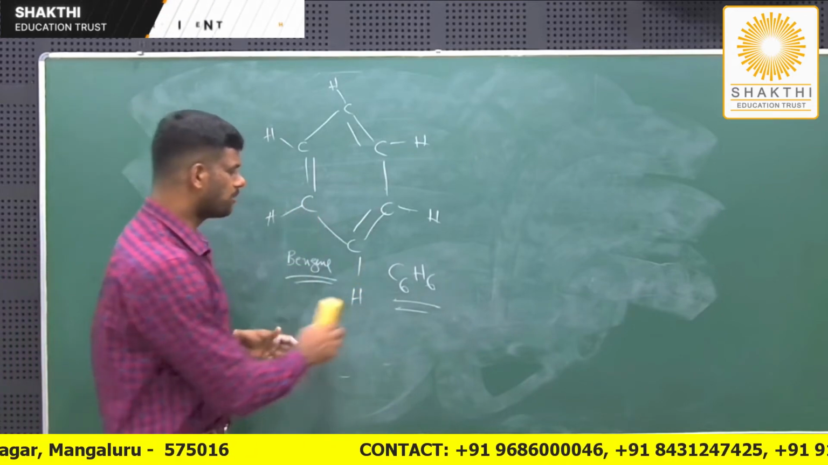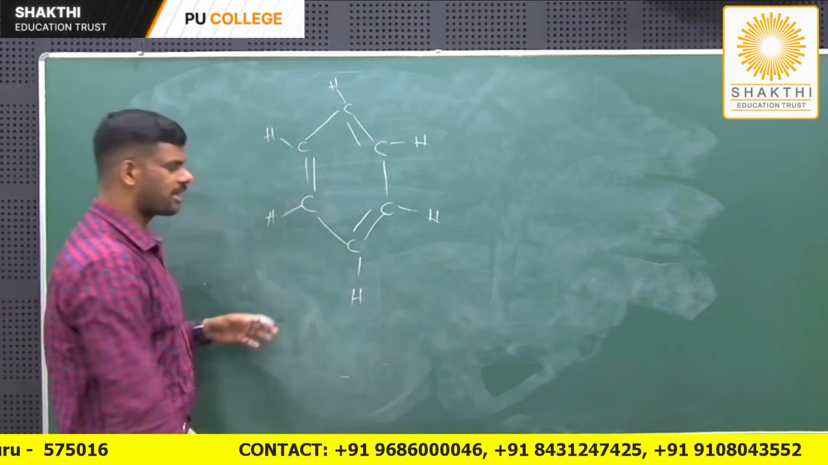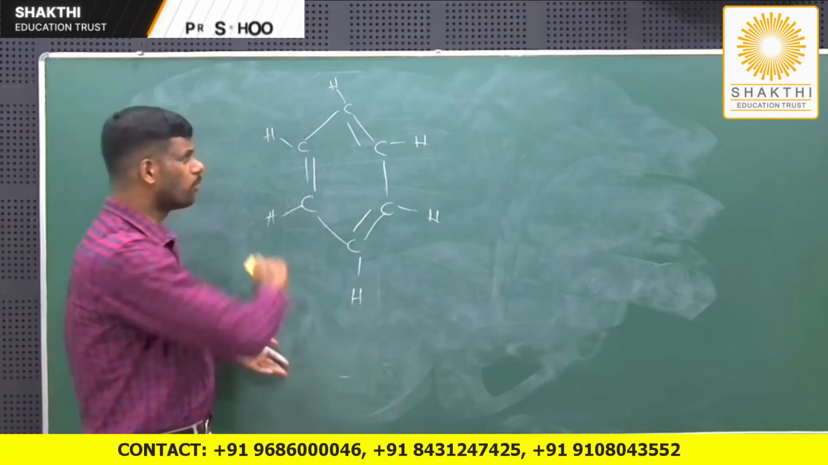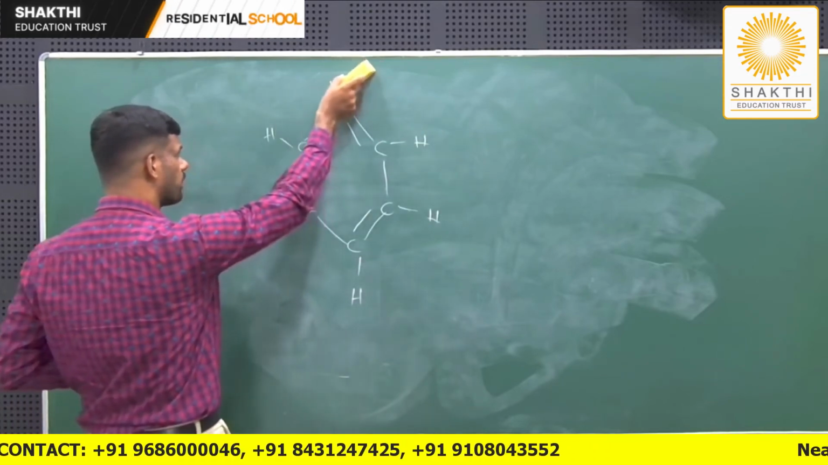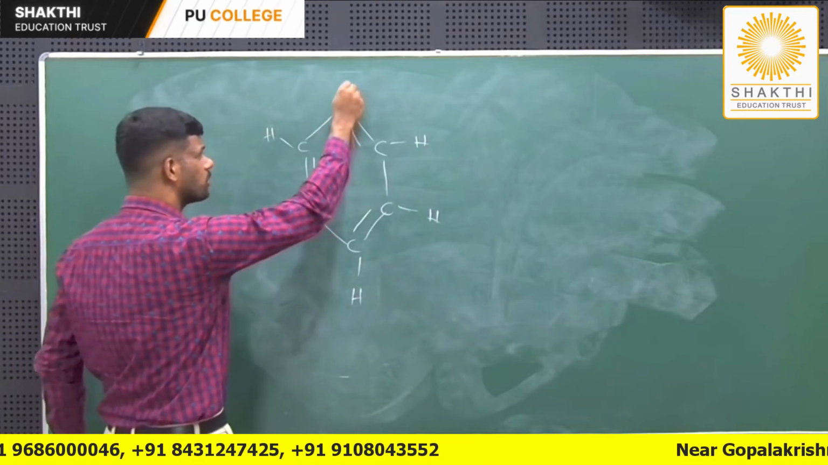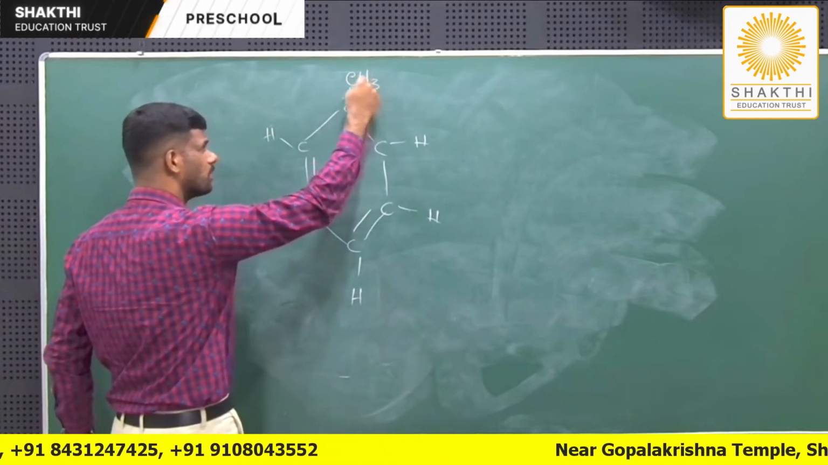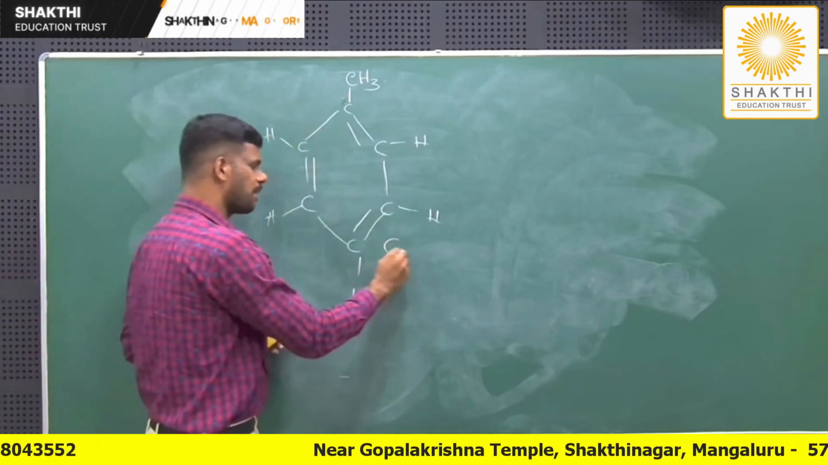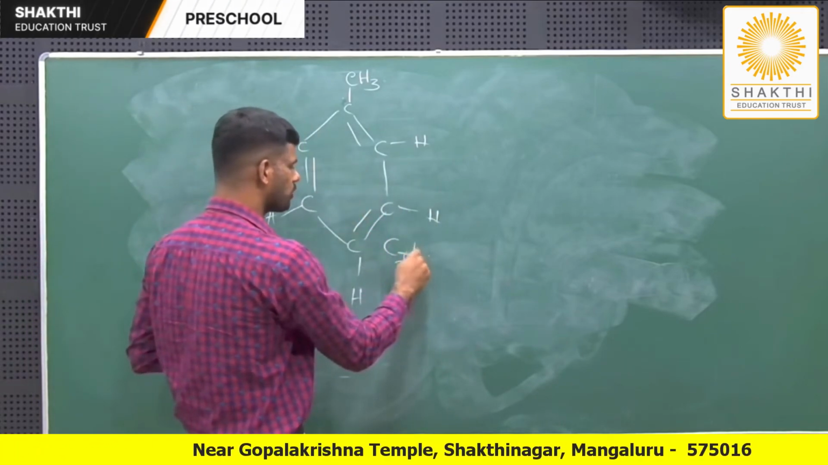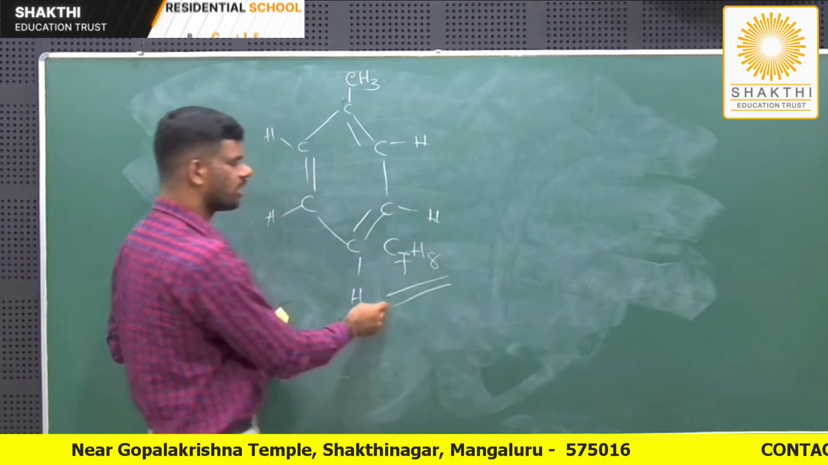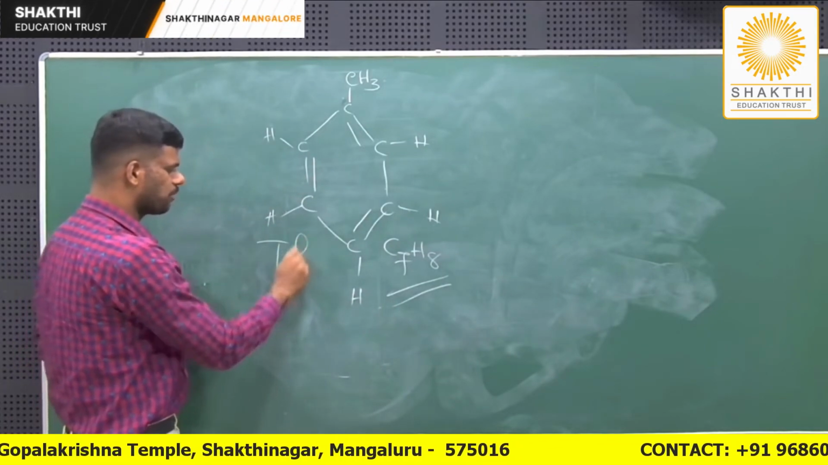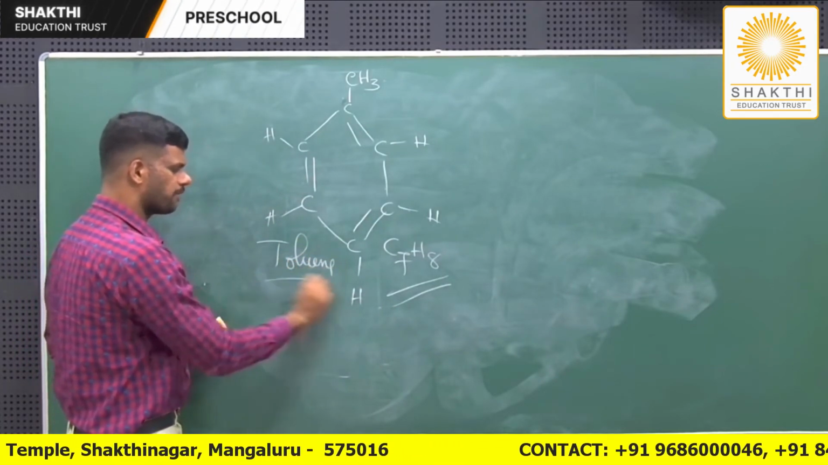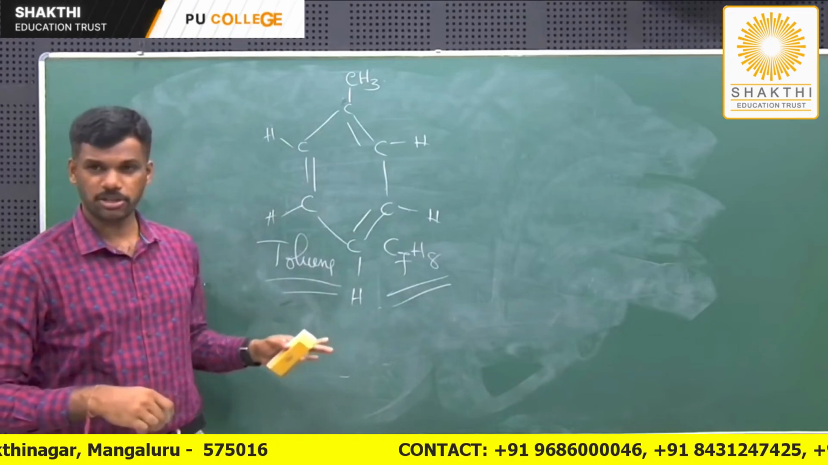Benzene. Sometimes the question will be reversed and asked: write the structure of toluene. Remove any one of the hydrogen atoms. Say this is removed. Add a methyl group, CH3. How many carbon atoms? 6 plus 1, 7 carbon atoms. How many hydrogen atoms? Total is 8. C7H8 is the molecular formula. The name of the compound is toluene. This will be asked in the examination.